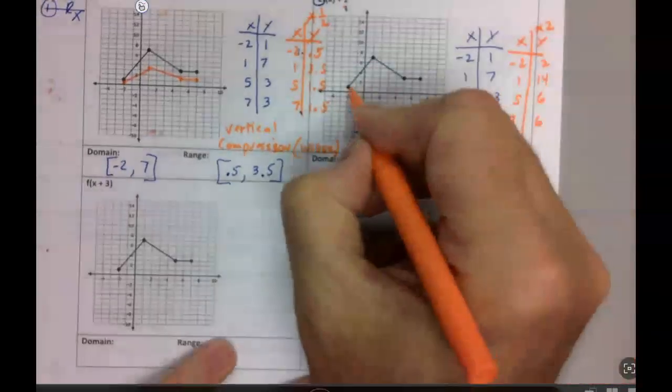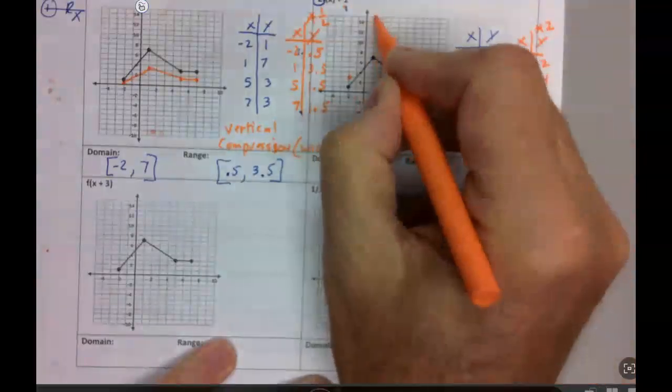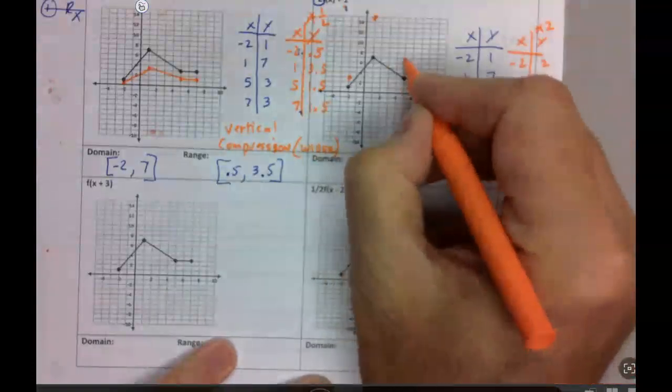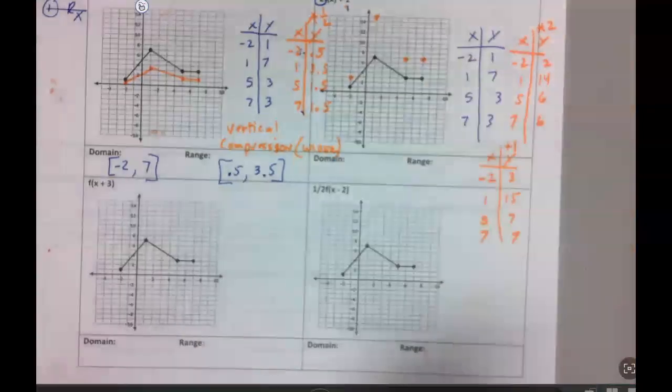So now let's graph it. Negative 2, 3. 1, 15. 5, 7. 7, 7. There it is.